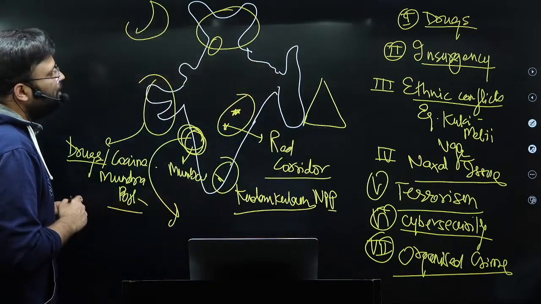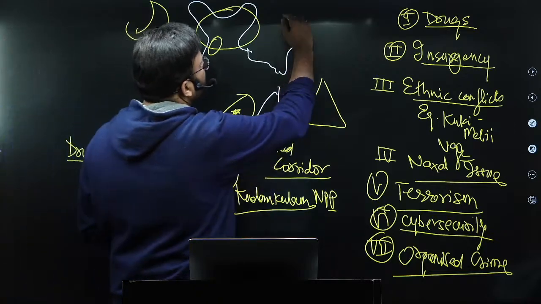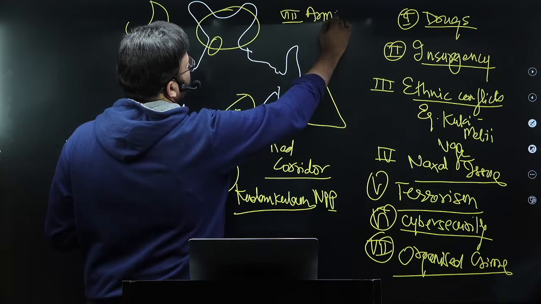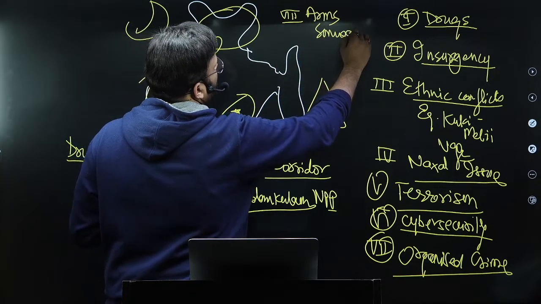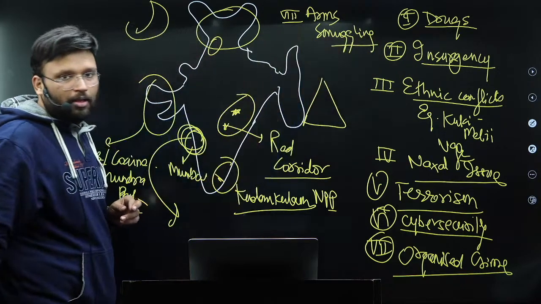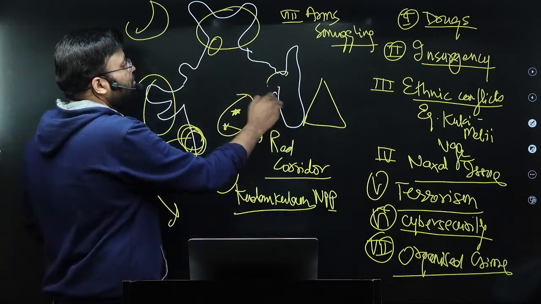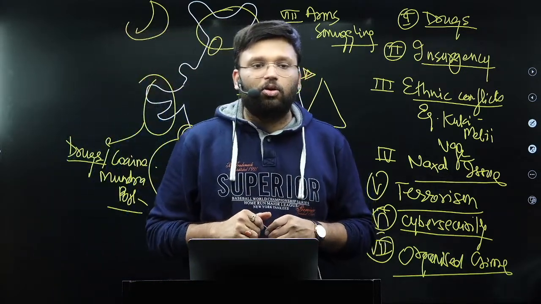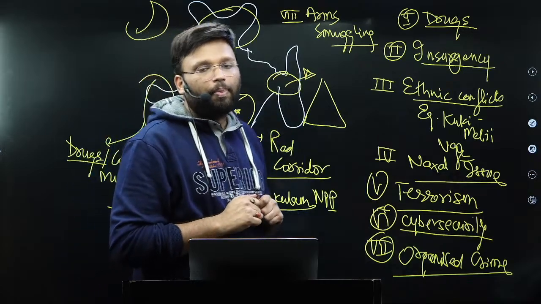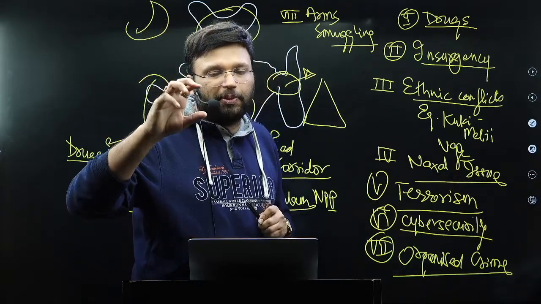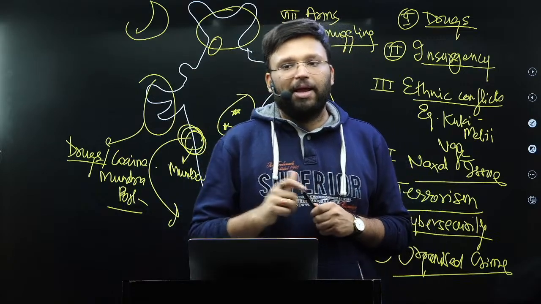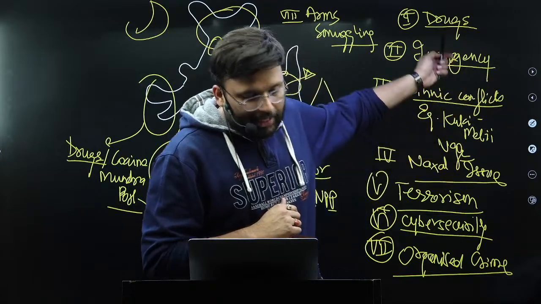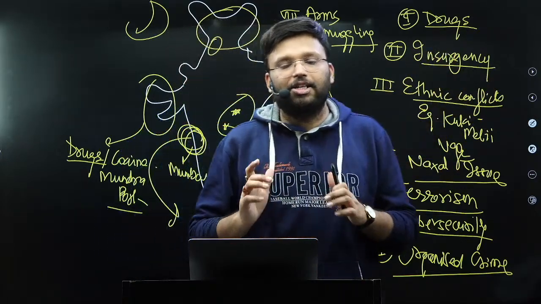Then what else do we see? We see different kinds of arms smuggling happening. Then in Assam, there are also cases where exotic species of animals are being smuggled. So all these are the dimensions when it comes to internal security.